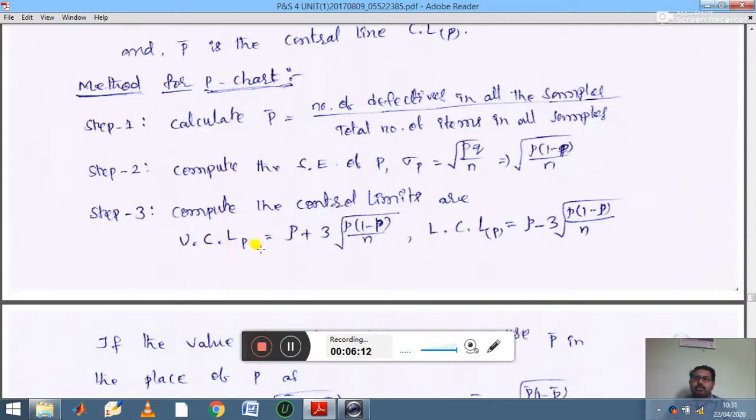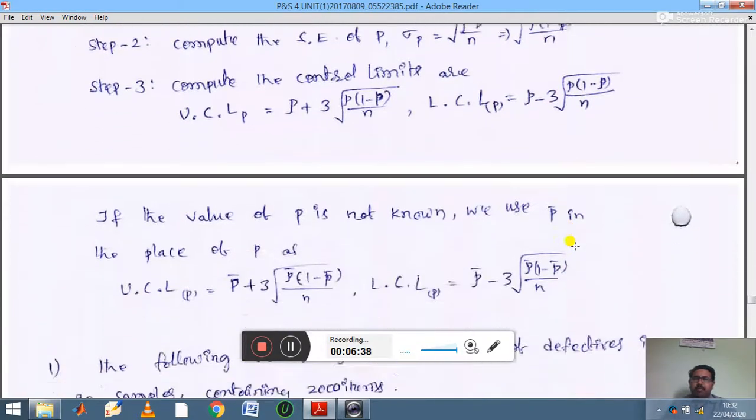To calculate UCL value, if they are giving P value directly in the problem, then you are using this formula. UCL is equals to P plus 3 square root of P into 1 minus P by n is the formula to calculate UCL. Similarly for LCL, LCL is equals to P minus 3 into square root of P into 1 minus P by n. So this is LCL formula.